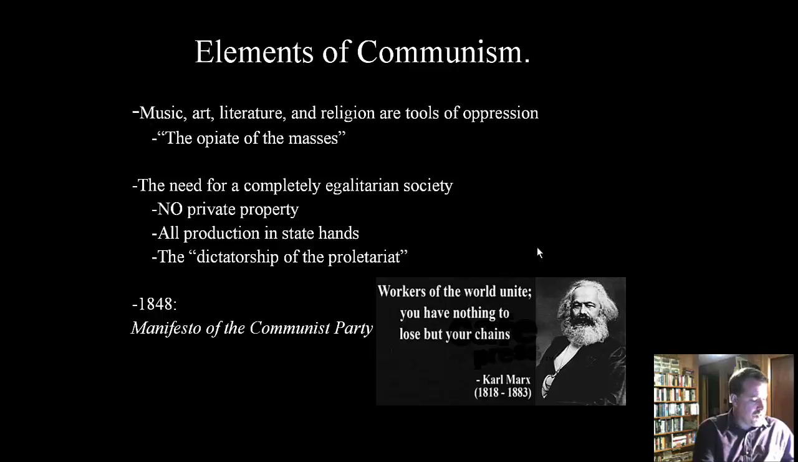These measures will, of course, be different in different countries. Nevertheless, in the most advanced countries, the following will be pretty much applicable. Number one, abolition of private property in land and application of all rent to land for public purposes. Number two, a heavy progressive graduated income tax. Number three, abolition of the right of inheritance. Number four, confiscation of the property of all rebels and immigrants.